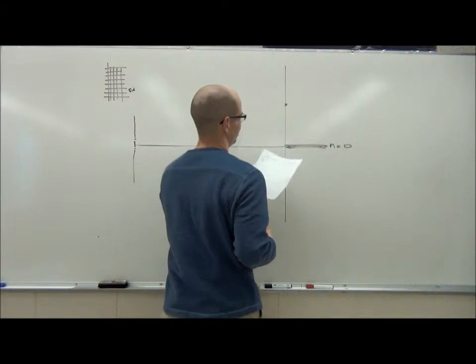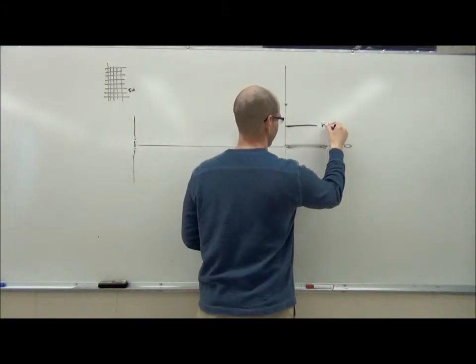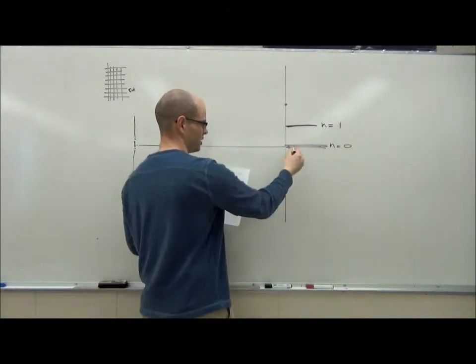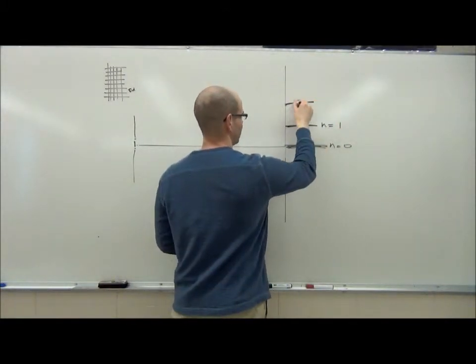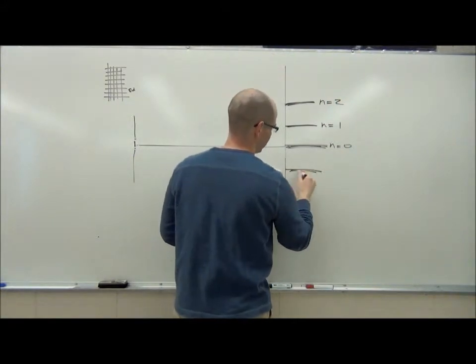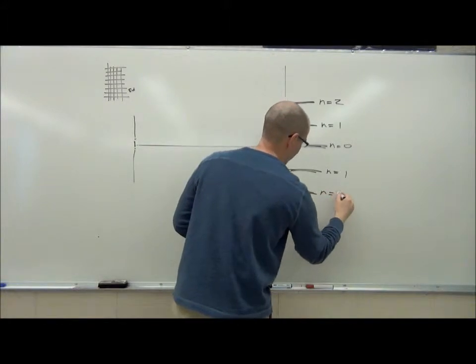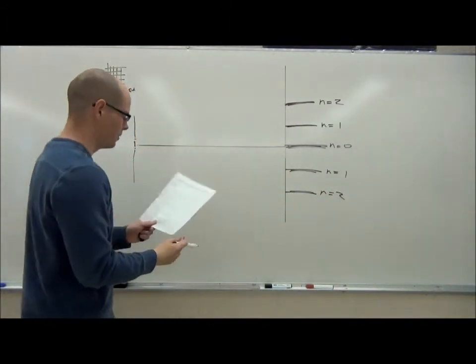We then have another bright fringe at n equals 1. This would be the next bright fringe you would see from the central one. And then up here would be n equals 2. They're all equally spaced apart. There would be an n equals 1 below and an n equals 2 below. So that's the pattern we're going to get.